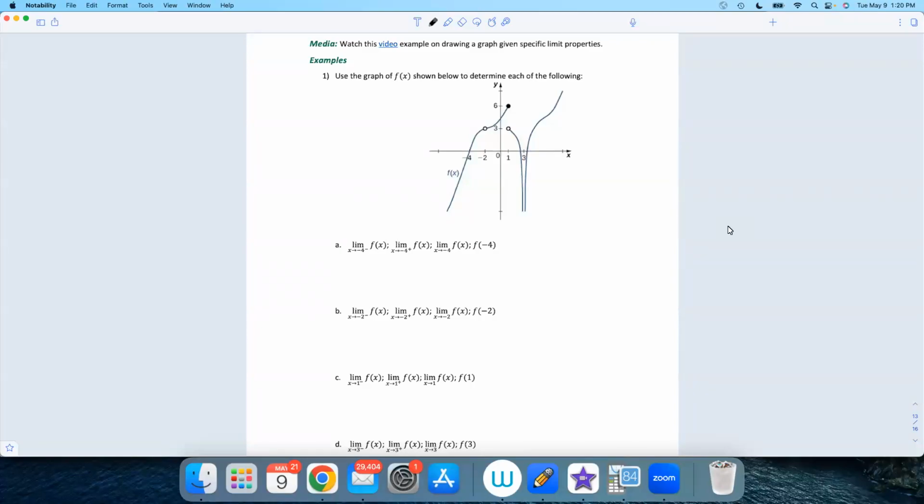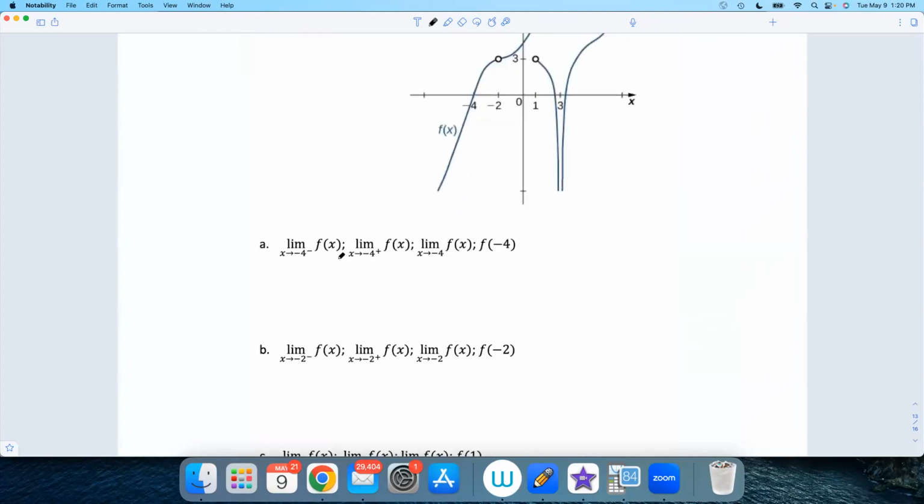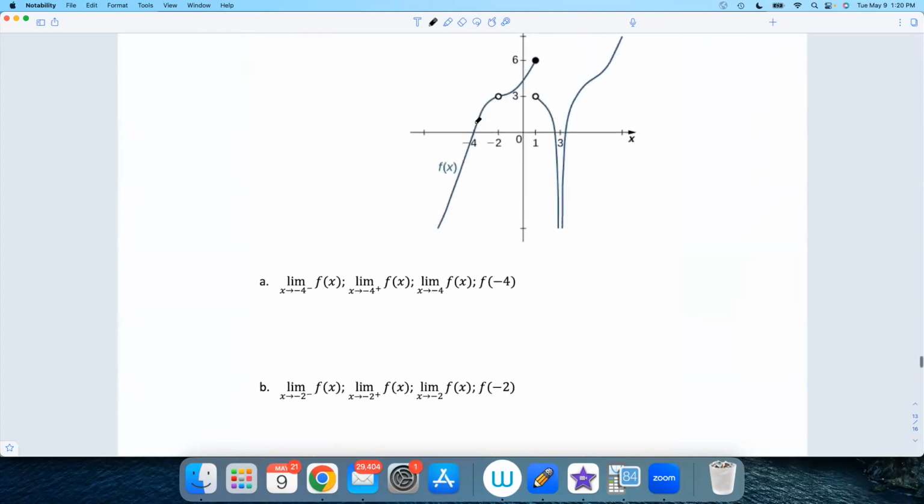Okay, let's use this graph to answer some questions about limits. So we've got a whole lot of questions here, and these are all really good questions. So part A here, we're looking at -4. So we're looking down here in this region. I only care about right around here, really close to -4. I don't care what's happening anyplace else.